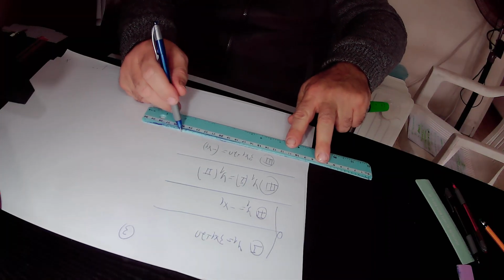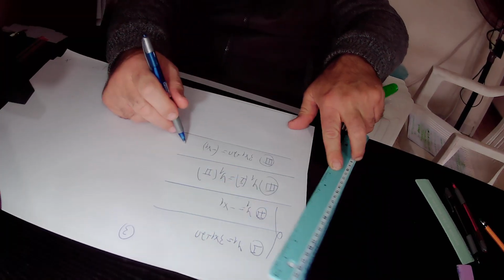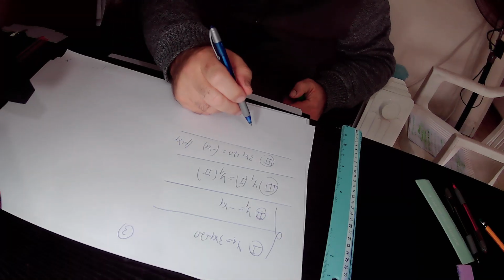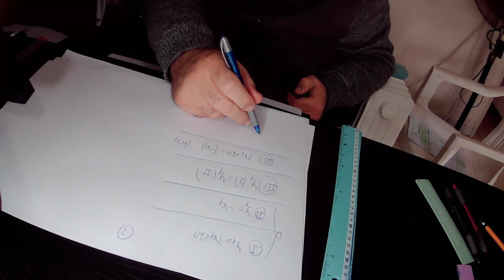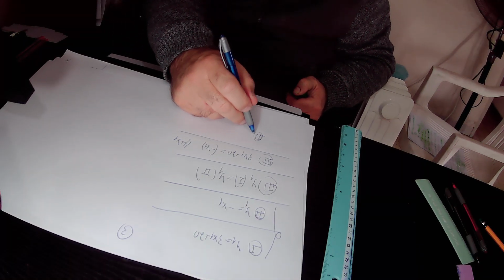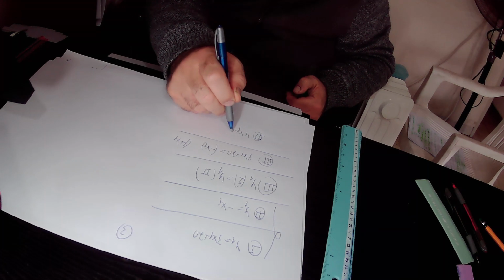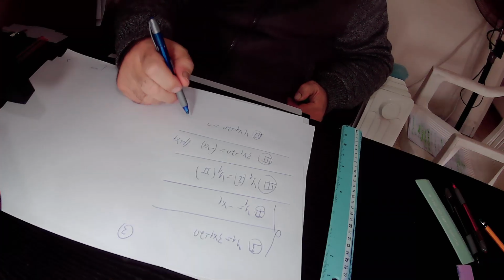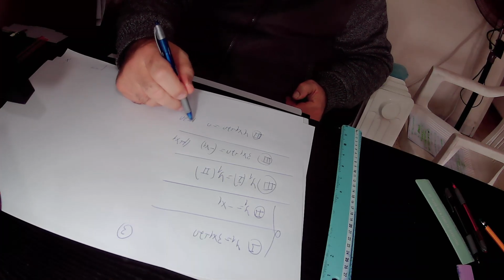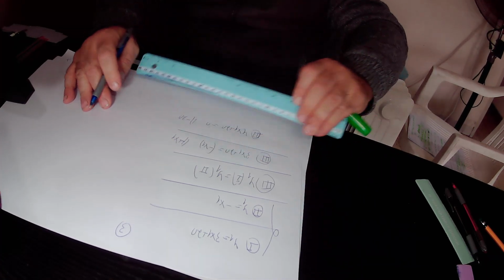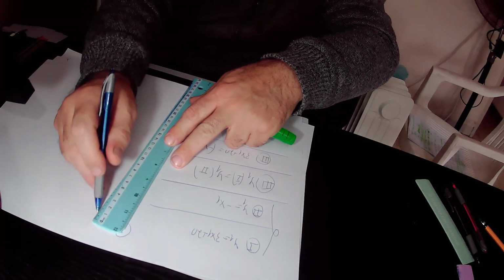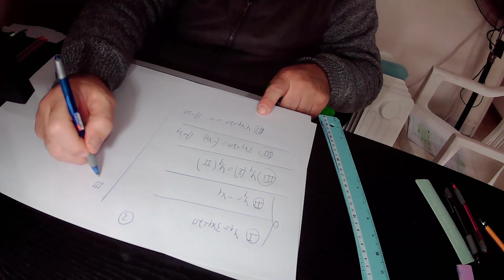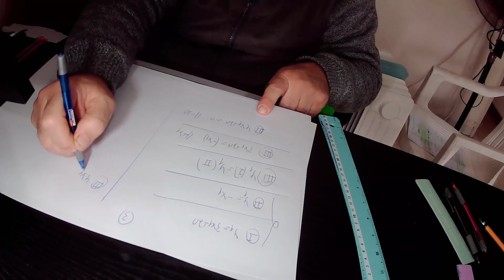Here we will add x1 to equation 3 and get that 3x1 plus x1 is 4x1, so 4x1 plus 20 equals 0. Here we subtract 20 from equation 3 and get that 4x1 equals minus 20.